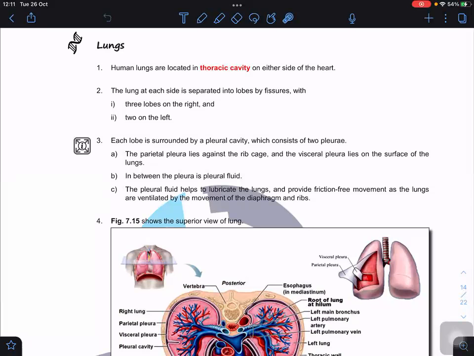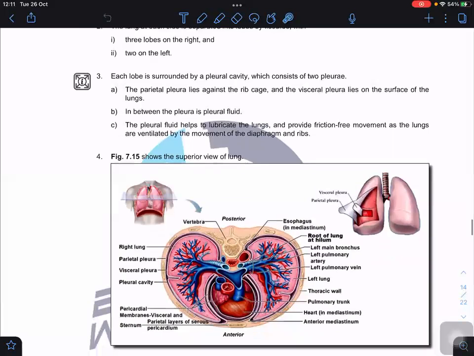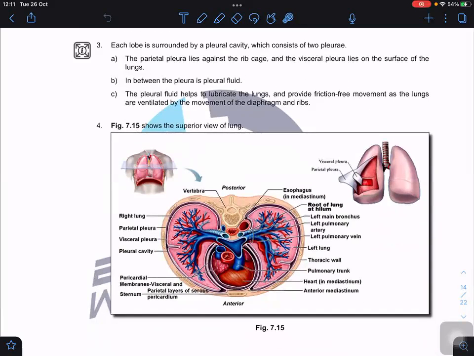Okay, so we talk about a human lung. You check the human lung actually at the thoracic cavity on either side of the heart. So you look at where the thoracic cavity is, as we do know that we have a diaphragm. The diaphragm divides our body into the thoracic cavity and the abdominal cavity. So this is the diaphragm.